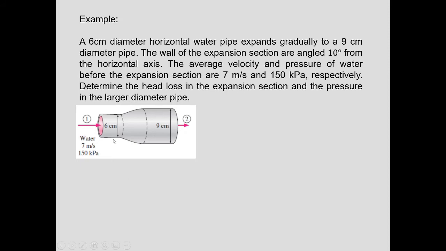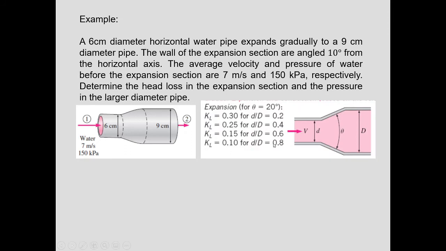From 6 centimeter to 9 centimeter. The water velocity before the expansion is 7 meters per second and the pressure is 150 kilopascals. So we know that you have already been given this table before. I hope you can refer back to the previous slide.